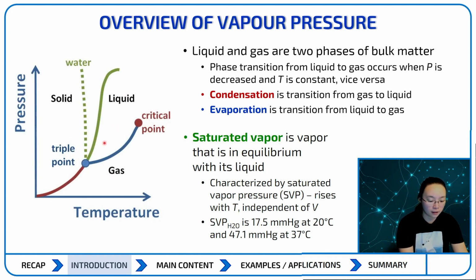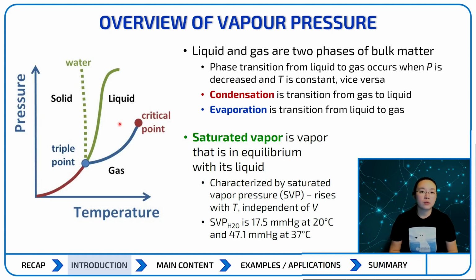So if I have a liquid and I want to go to a gas, then either, from here, I decrease my pressure at the same temperature, or if I start here, I increase my temperature and keep my pressure constant. So those are the two ways that you can transition from liquids to gas. There are specific terms for this. If I'm going from liquid to gas, I'm going through evaporation. If I'm going from gas to liquid, it's called condensation. So those are two terms that you should know about.